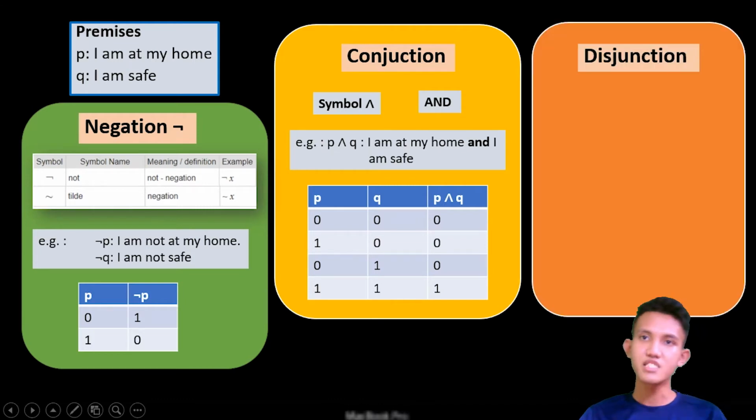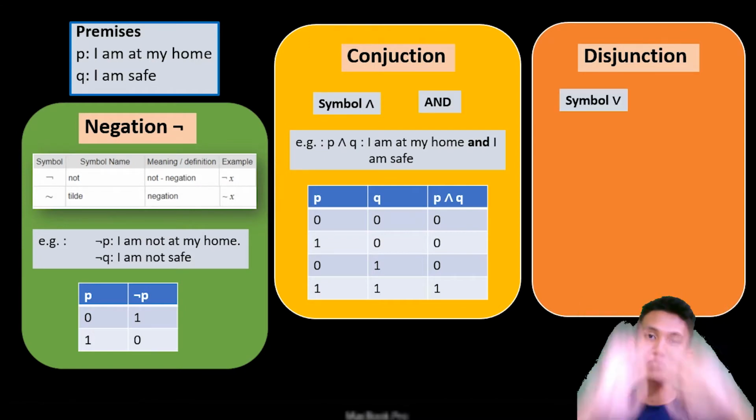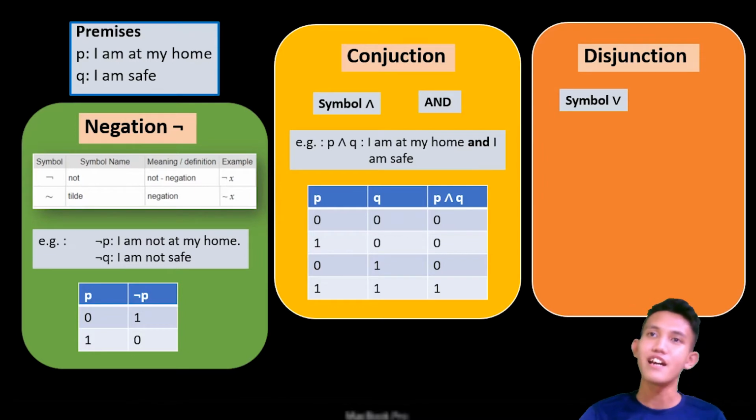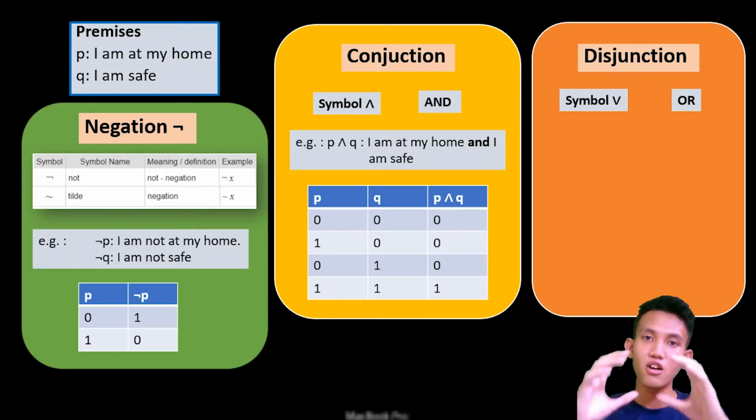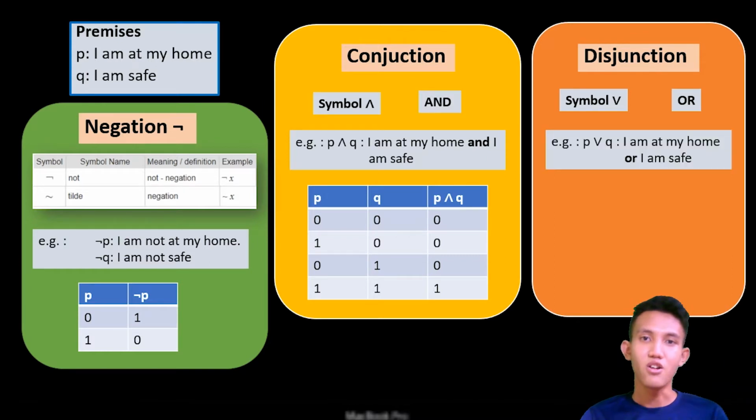So next one, disjunction. Disjunction is the opposite of the conjunction, for which we use the symbol V, a rooftop upside down. Is it right? Right, yeah. So the word for disjunction is actually OR. So how to use OR in logic? We just do the same thing as conjunction, but we combine it with the word OR in the middle of two premises. So the statement becomes I am at my home or I am safe.